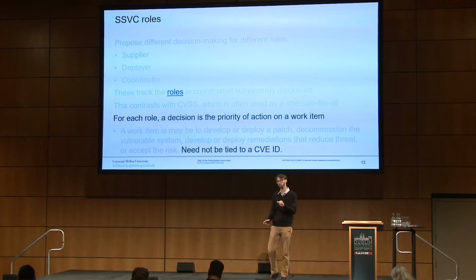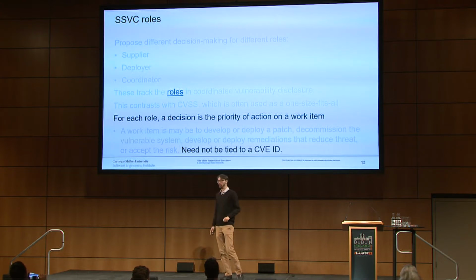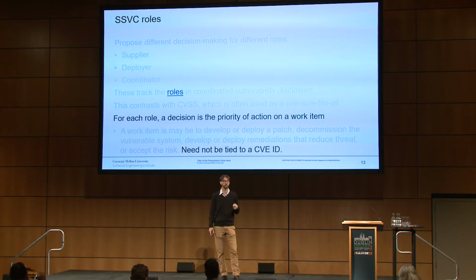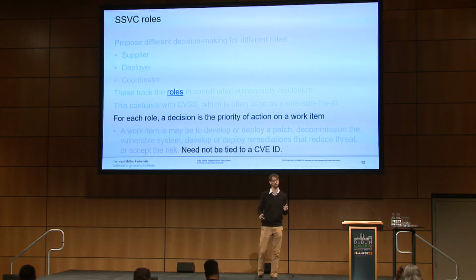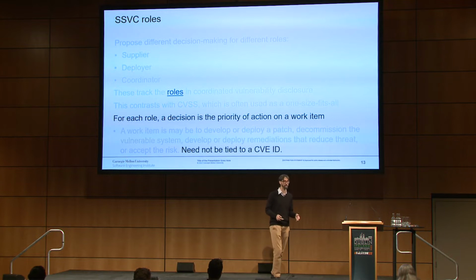But because I say work item, I'm explicitly not saying CVE ID. If we tie this specifically to CVE IDs, then things like reports about misconfigurations in your web server that you receive from your bug bounty program, I can still do SSVC for those because they are vulnerabilities, but they're never going to get a CVE ID. So it's also flexible to how you're getting these things in.